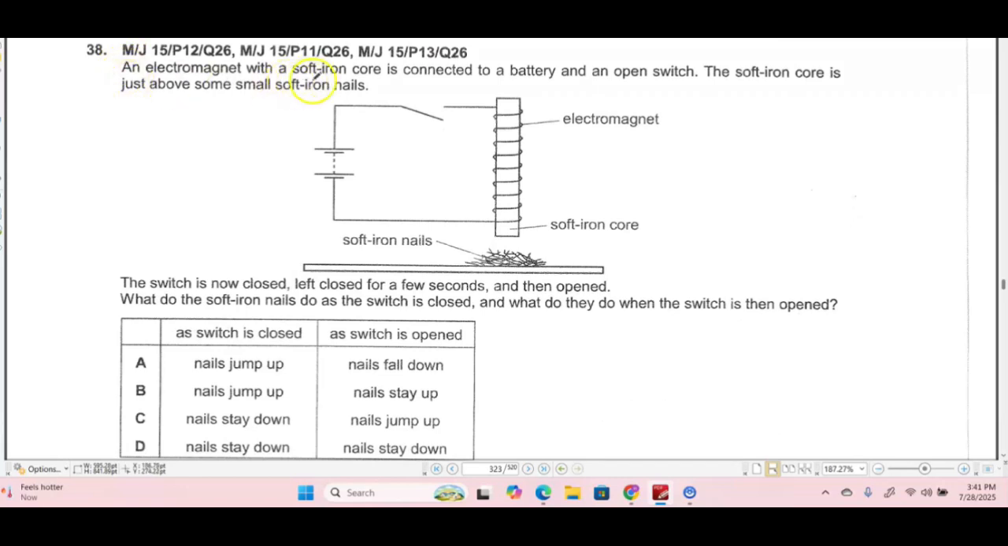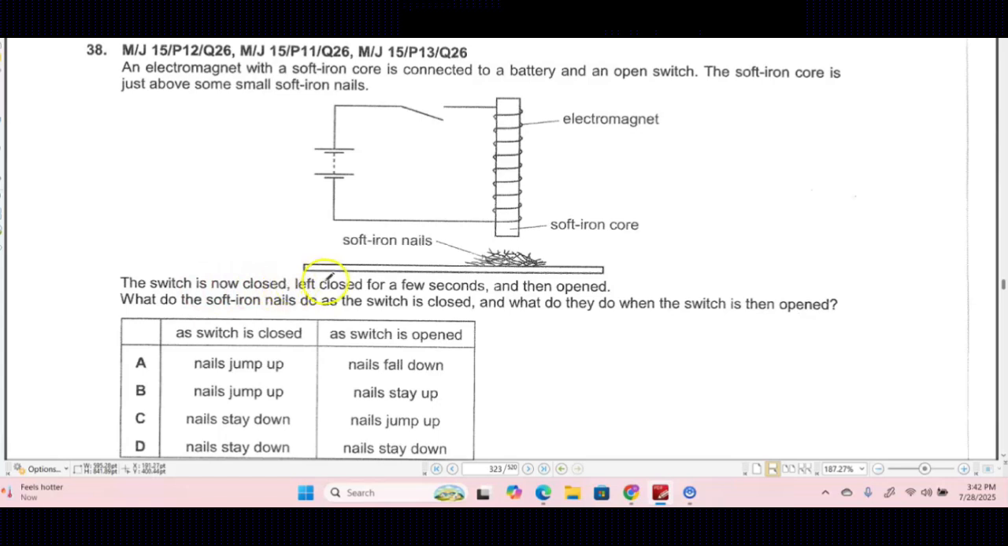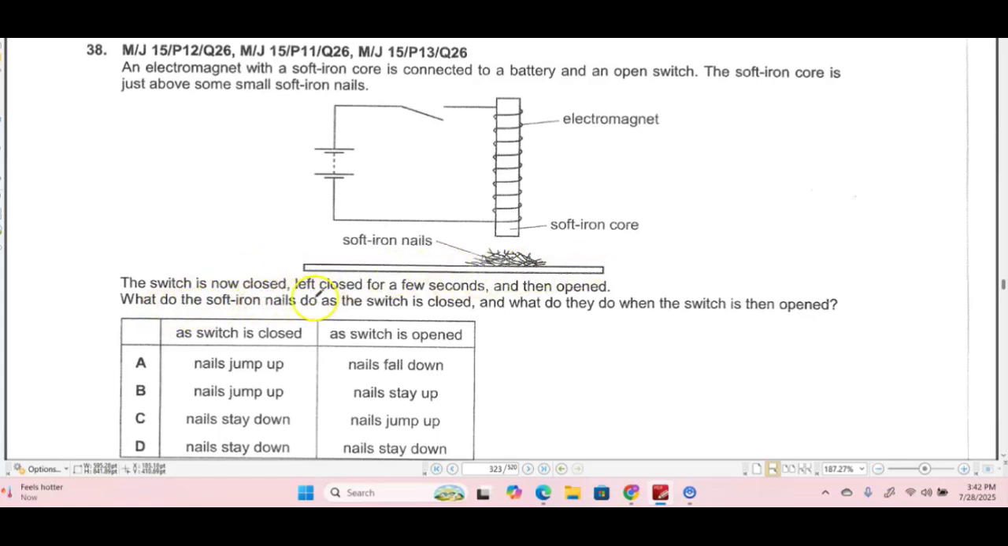Question number 38. An electromagnet with a soft iron core is connected to a battery and an open switch. The soft iron core is just above some small soft iron nails. The switch is now left closed for a few seconds and then opened. What do the soft iron nails do as the switch is closed? And what do they do when the switch is open?